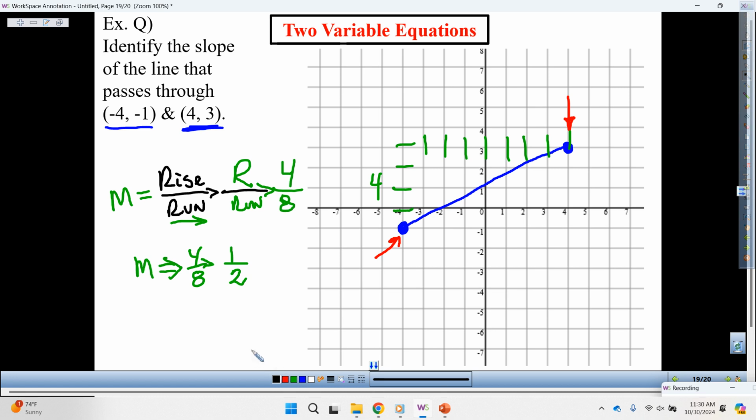Look up. So even though we ended up with 4/8, if I use this one, that is telling me that anytime I go 1 step up and 2 to the right, I should land on that line that I drew. Let's see. 1 step up, 2 to the right. Do I land on the line? Yes, I do. 1 step up, 2 to the right. Do I land on the line? Yes, I do. 1 step up, 2 to the right. Land on the line? Pretty much, yes. That is correct.